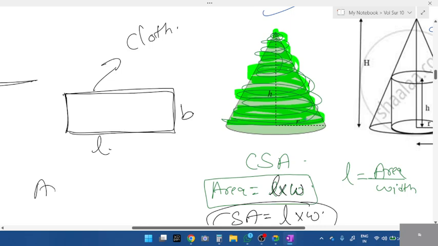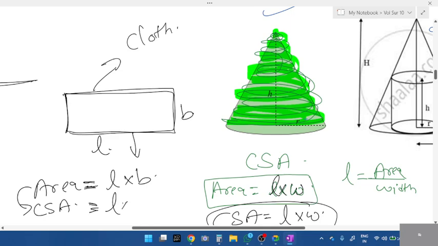What is the area formula? Area of a rectangle. All of you respond. Area of a rectangle is equal to length into breadth. This is the concept we use. But when it comes to rectangle, we use length into breadth. But here it's not a rectangle, it is wrapped around the cone. Therefore, it is known as curved surface area. See, this is how you relate it. Area becomes curved surface area because it is wrapped around.